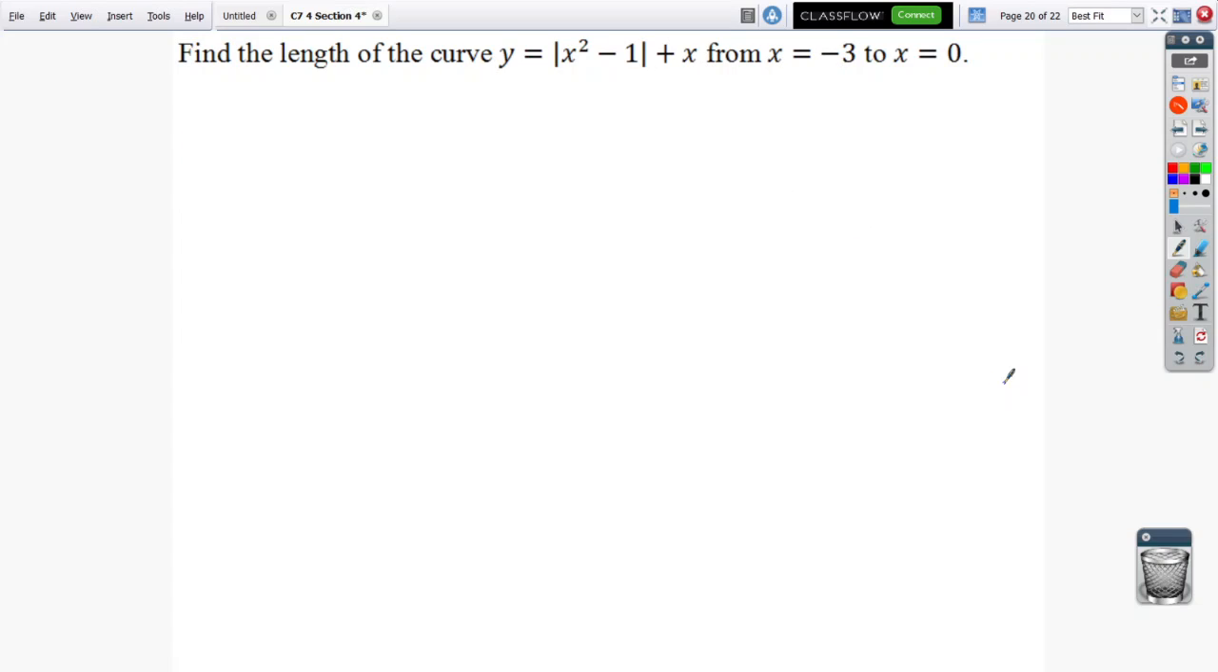So last thing that we have here, find the length of the curve. Y equals absolute value of x squared minus 1, plus x, from x equals -3 to x equals 0. Now here is another case. I'm going to call this getting around a corner. Really, it's going to end up being a cusp, but it's another non-differentiability that we have here. So the first thing that we have to do is graph this function.